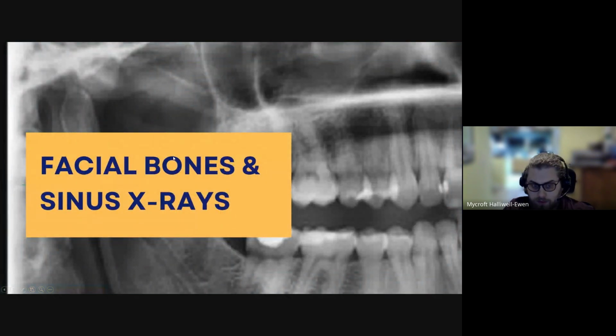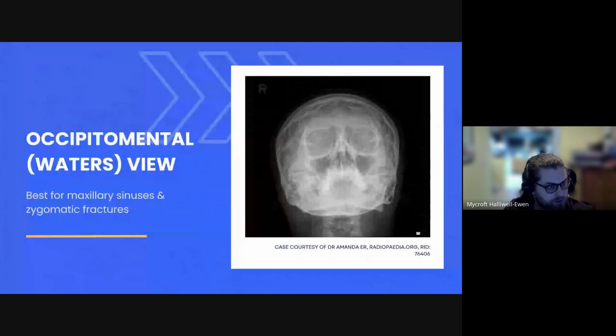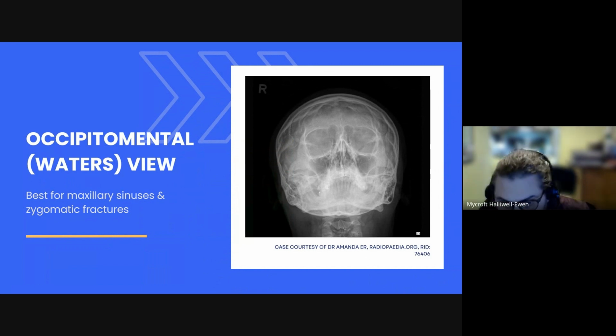Good. So we'll do some facial bones and some sinus x-rays. We've seen the view before. Looking at Water's view, trying to look at these maxillary sinuses, trying to see whether there are certain things we can see. Sometimes you see foreign bodies, sometimes you can see air fluid levels. I'm sure you've come across air fluid levels before, they look a little bit like that.